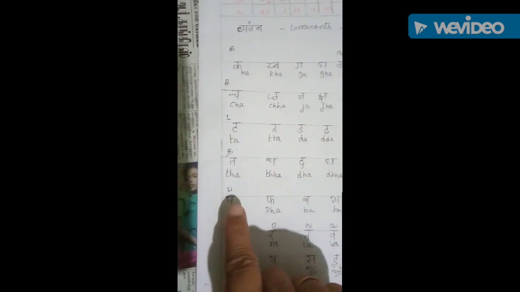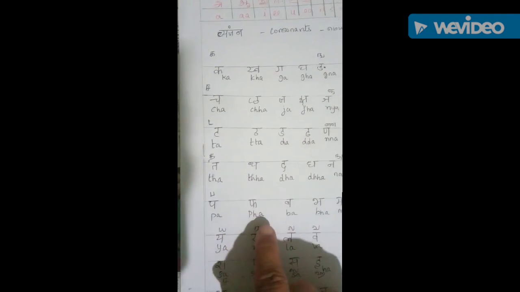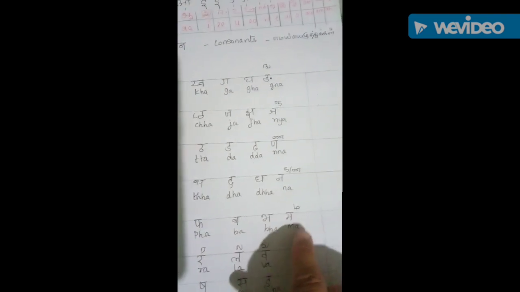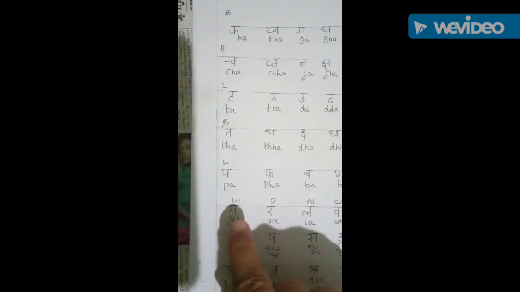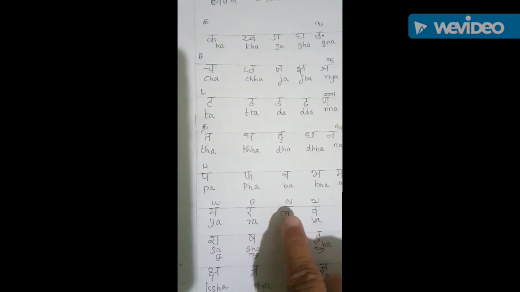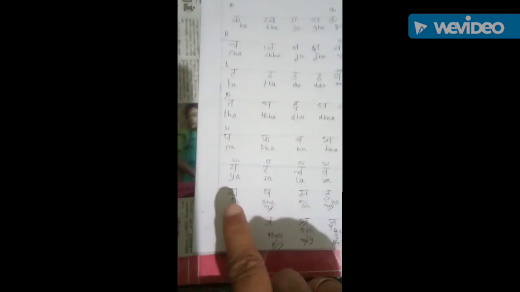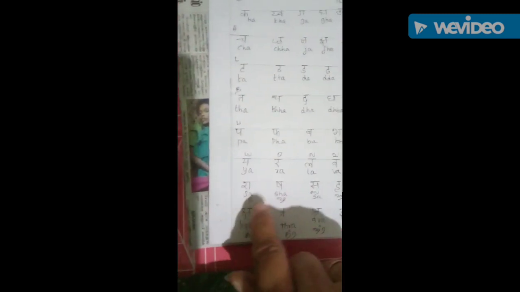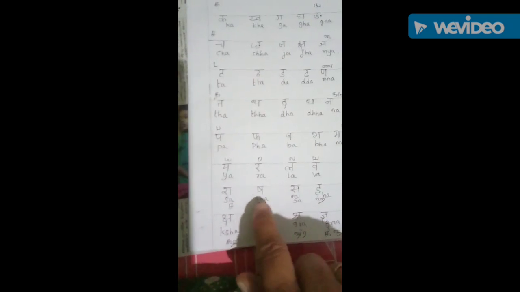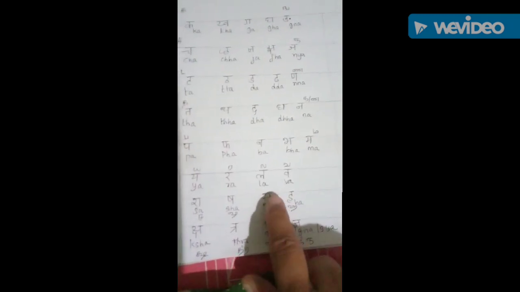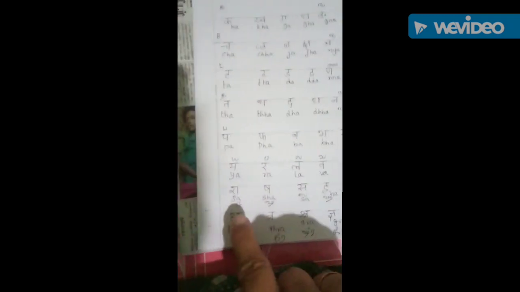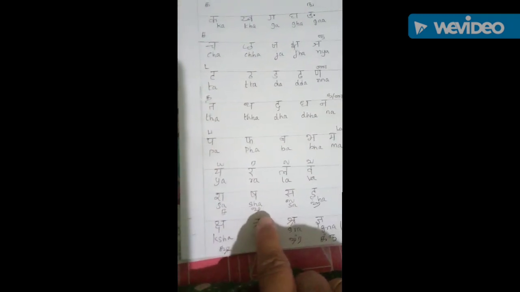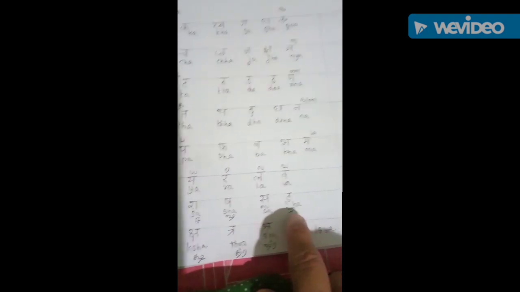The next you have the pa series, pa, pha, ba, bha, ma. Ma means this ma, as in mangalam. The next you have the other consonants: ya, ra, la, va. In Tamil also ya, ra, la, va. Then the other letters used in consonants: sha, sa, and then sha, sha, and then sa, sa, and ha, ha. In Tamil we have sa, sha, and then sa, ha.